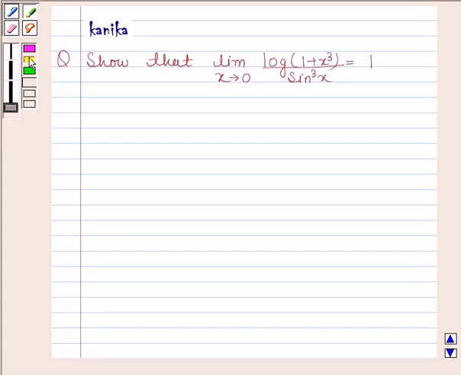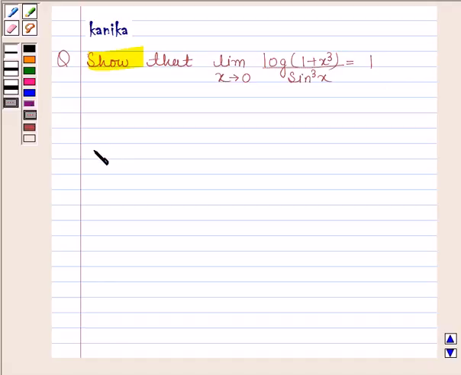The question says, show that limit x approaches 0 log 1 plus x cubed by sine cube x is equal to 1. Before solving this question, we should know two theorems.